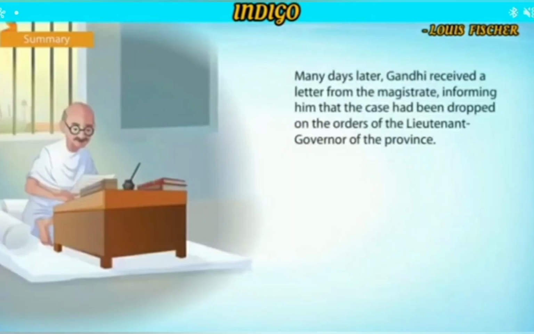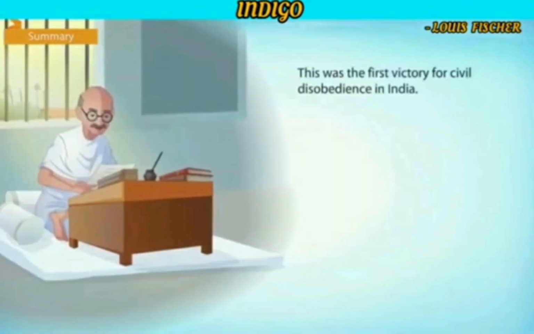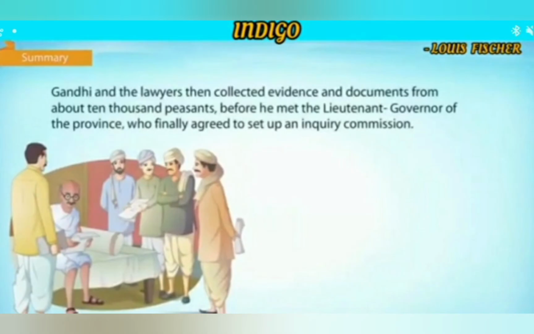Many days later, Gandhi received a letter from the magistrate informing him that the case had been dropped on the orders of the Lieutenant Governor of the provinces. This was the first victory for civil disobedience in India. Gandhi and the lawyers then collected evidence and documents from about 10,000 peasants before he met the lieutenant governor of the province, who finally agreed to set up an inquiry commission.